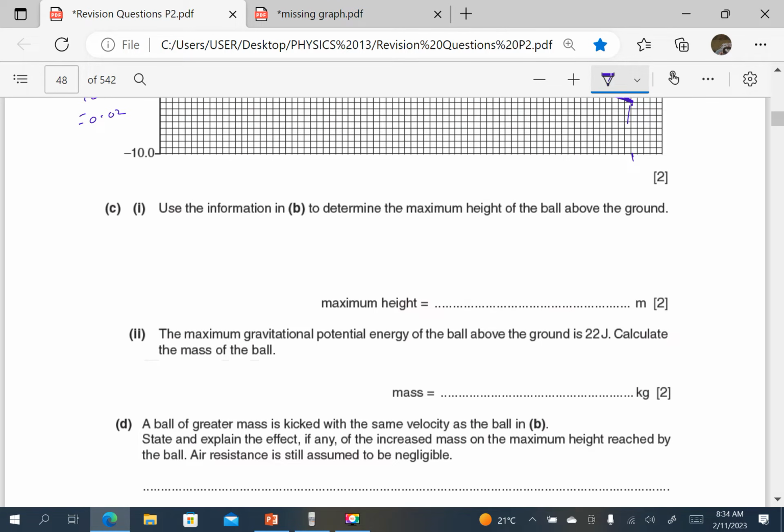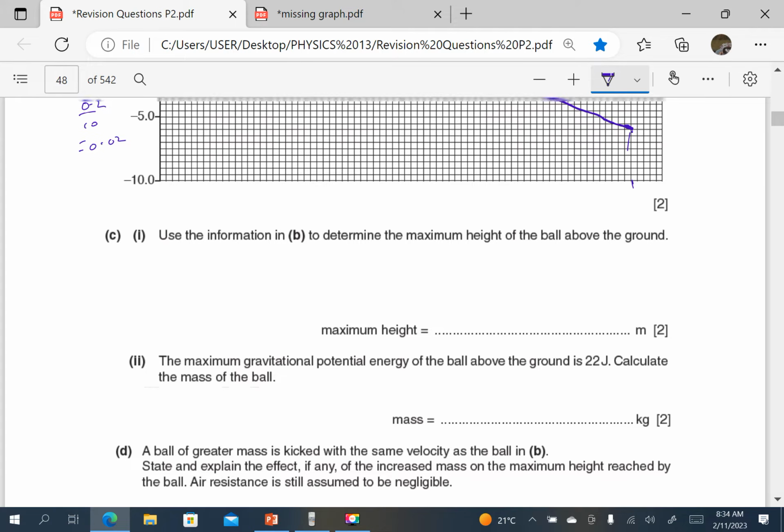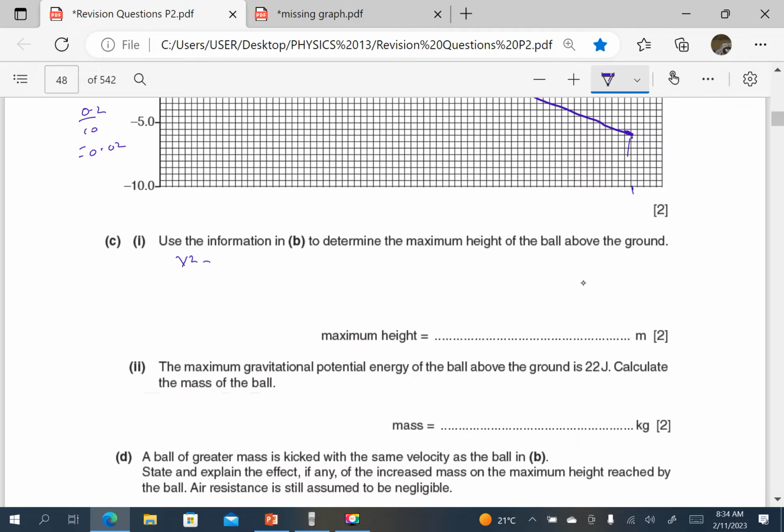Use the information in B to determine the maximum height of the ball. Okay, so in B, we could use the equations of motion such as v squared equals u squared plus 2as because we want to find the maximum height. Since at maximum height v is 0, we shall say v squared is equal to the initial velocity that we got in B in the vertical. Remember, maximum height is in the vertical, so we are dealing with the vertical quantities.